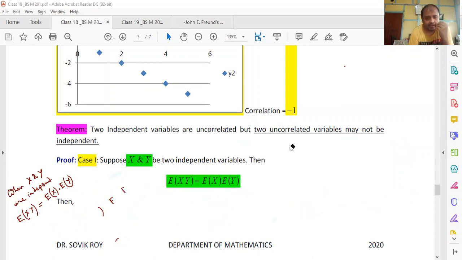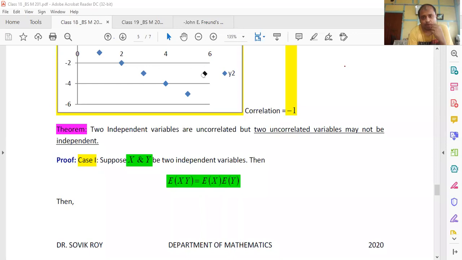Now the question is whether the converse of the problem is true or not. That means, if someone says that the two variables are uncorrelated, does it imply that the two variables are independent? This is the question. In the statement of the theorem, we are seeing that it is not actually true. Two uncorrelated variables may not imply that the variables are independent. We are going to find one counter example by which this can be proved. Okay, so let's see what example we have found over here.